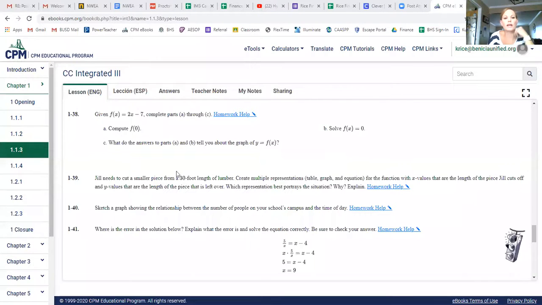It says Jill needs to cut a smaller piece from a 30-foot length of lumber. Create multiple representations, a table, graph, and equation for the function with x values that are the length of the piece Jill cuts off, and the y values are the length that is left over. Which representation best portrays this situation? So again, she has 30 feet and she needs to cut off a smaller piece, and x is the size of the piece that she cuts off.